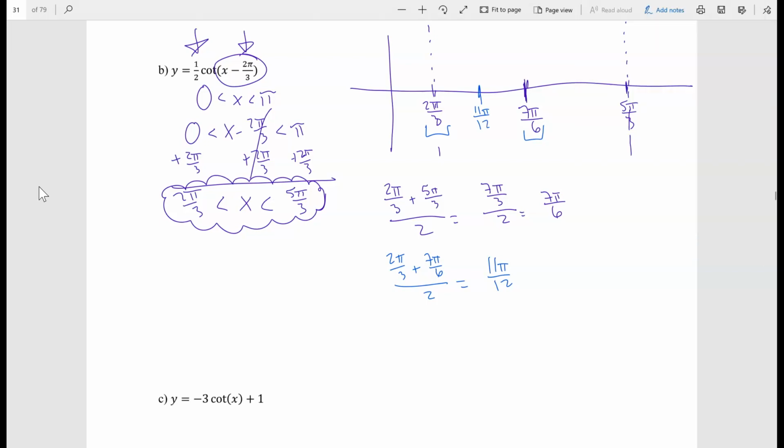And now the last one is going to be this guy. Between 7 pi over 6 and 5 pi over 3, I'm going to divide by 2. So we have 5 pi over 3 added to 7 pi over 6, and we're going to divide this by 2. We're going to get 17 pi over 12.